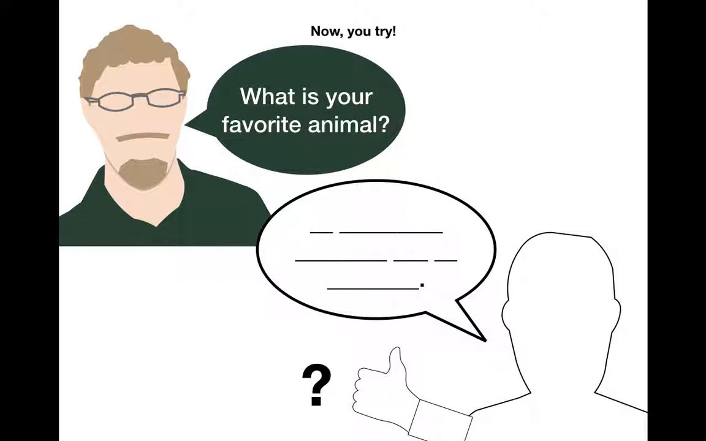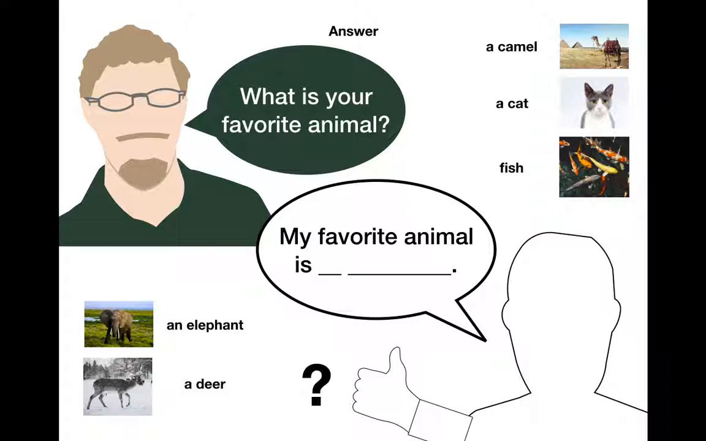Now you try. What is your favorite animal? The answer, what is your favorite animal? You could say, my favorite animal is an elephant. My favorite animal is a deer. My favorite animal is a camel. My favorite animal is a cat. My favorite animal is a fish. Or my favorite animals are fish.